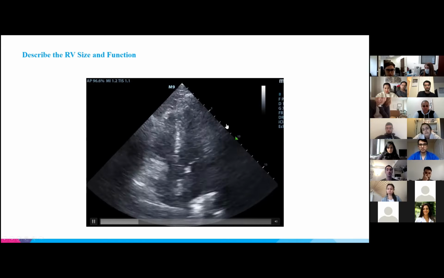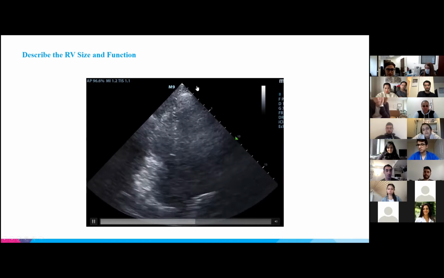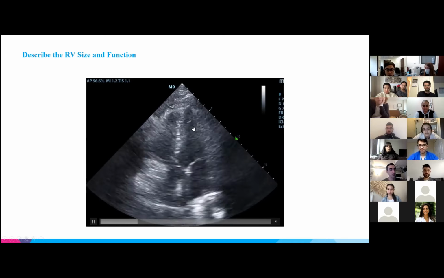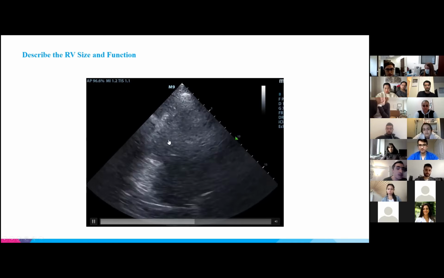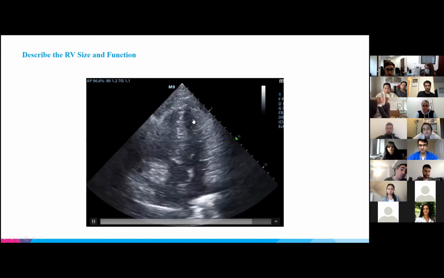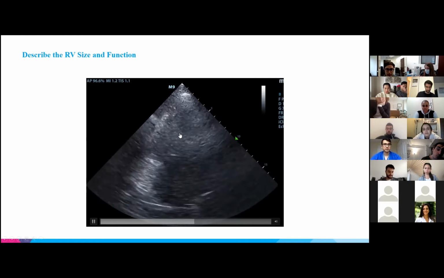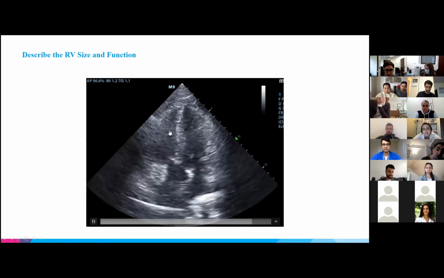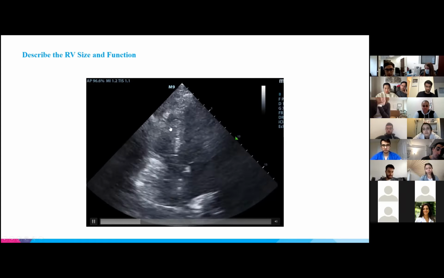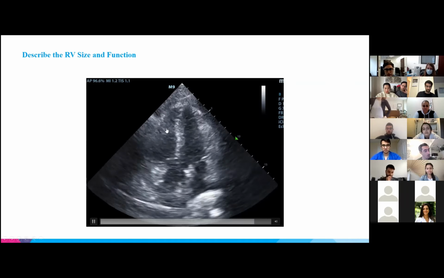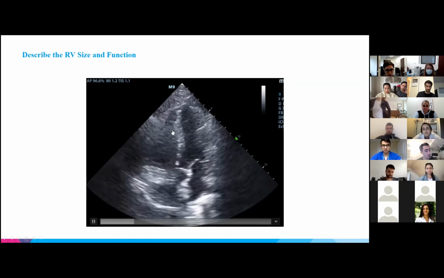Excellent, you guys are doing well. You were trying to estimate the RV size by comparing it to the LV, right? Yeah, and I agree. I think they're pretty similar in size, definitely more than 2/3 the size, maybe equal in size, if not very slightly larger even. So I do think this is someone who has moderate RV enlargement.